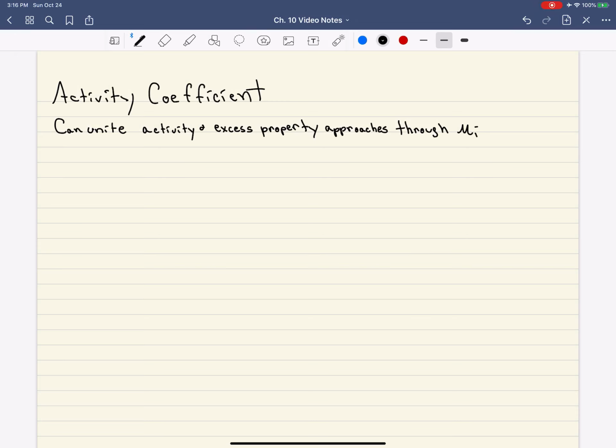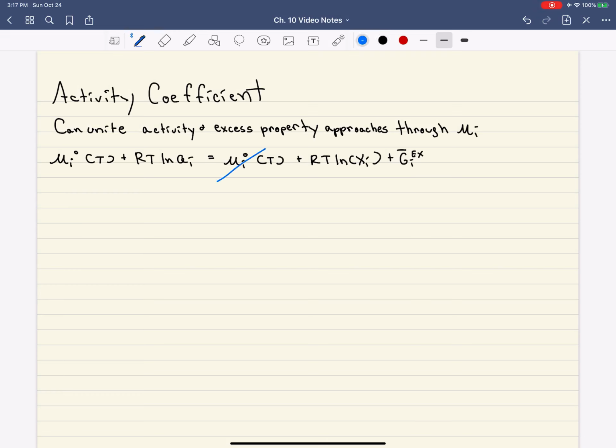Now that I've introduced both the activity and the excess property approaches, we're going to unite the two approaches by looking at the chemical potential equation. So for the activity, I wrote out that the chemical potential is equal to the standard state chemical potential plus RT ln of the activity, a sub i. For the excess property approach, I wrote out that the chemical potential was equal to the standard state chemical potential plus RT ln of x_i plus some excess partial molar Gibbs energy.